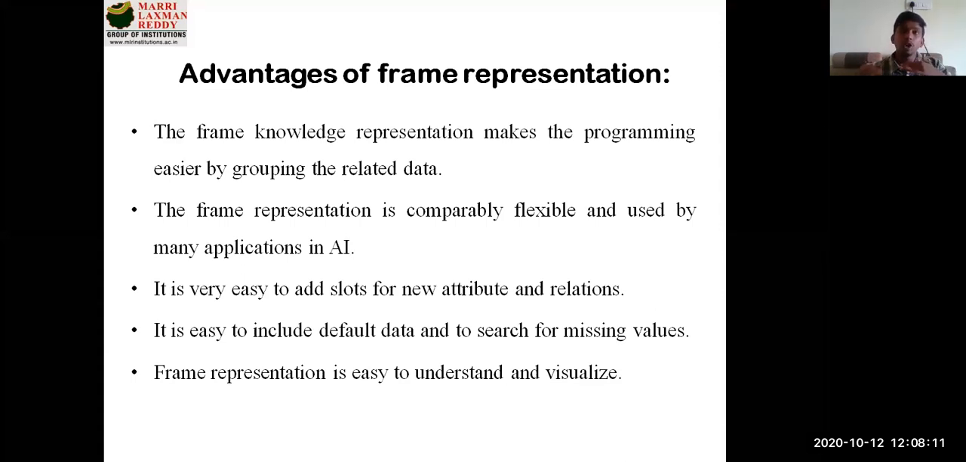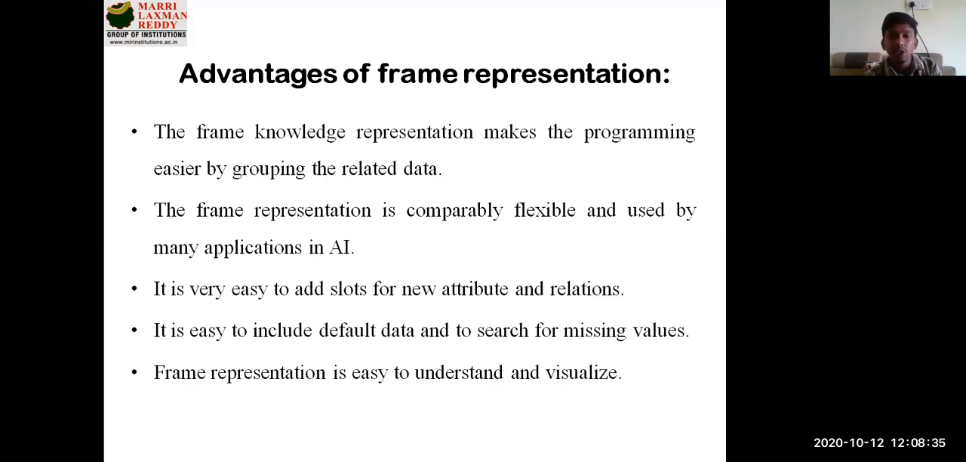All the important slots will be separated, and it will be easy for a machine to understand clearly what the values of your slots are. So frame representation is comparatively flexible and used in many applications of AI. Similar to semantic network representation, frame representation also is used in many applications in AI.